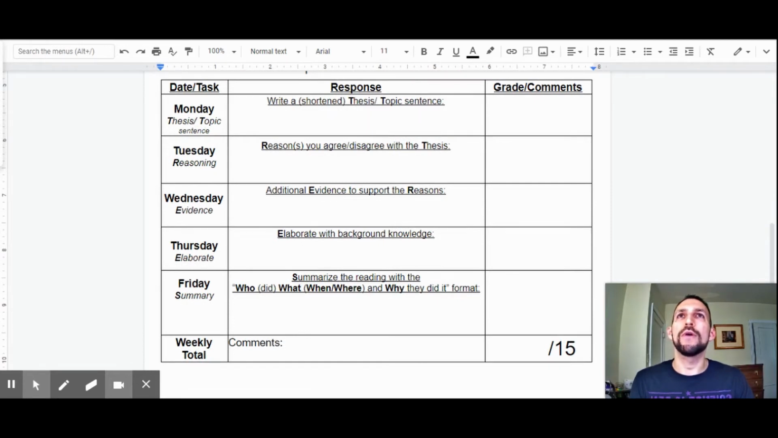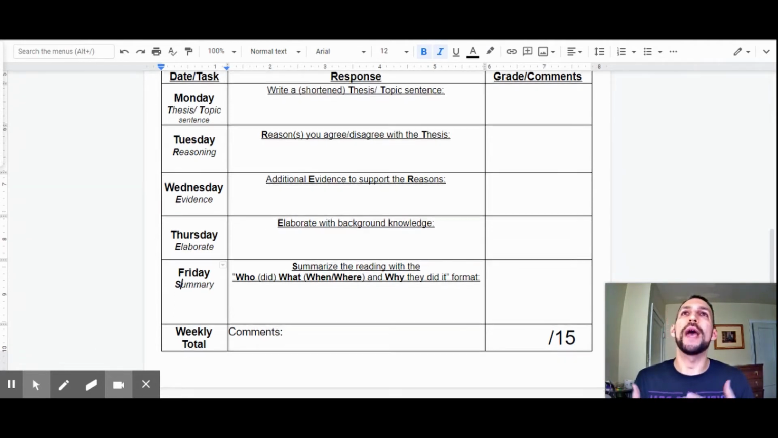The good news is all of your core classes should be going over the TREES mnemonic with you. That's thesis topic, reasoning, evidence, elaborate, and summary. So they should be consistent across all of your classes. The bad news is you do have to do this. So let's talk about a strategy.